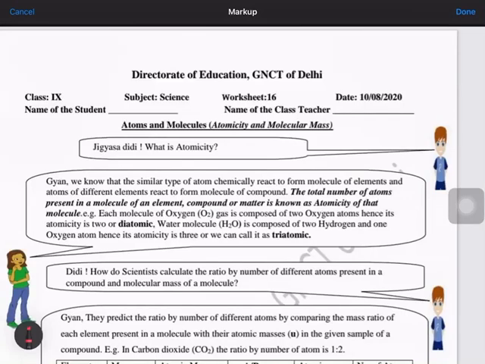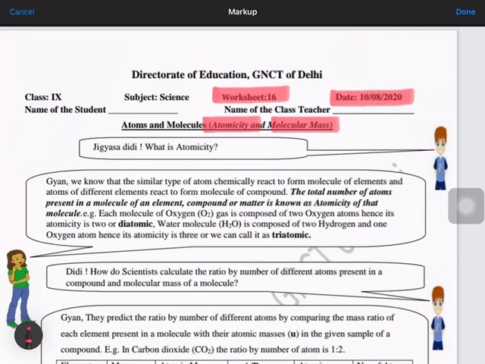Students, today we are going to discuss worksheet 16 for the date 10/8/2020. So today from chapter 3 we are going to learn two new topics, that is, what is atomicity and what is molecular mass.